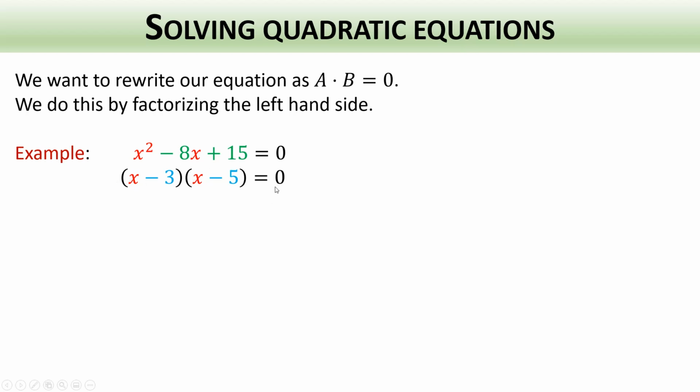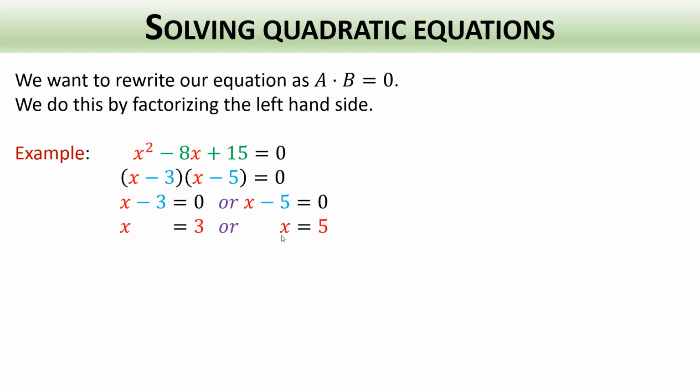And this second equation is precisely the same as the first equation. But because this is in the form a times b equals 0, we can conclude that either x minus 3 must be 0, or else x minus 5 must be 0. So this gives us two very easy linear equations. The first option is that x minus 3 is 0, so then x is just 3. And the second option is that x minus 5 equals 0, so then x is 5.